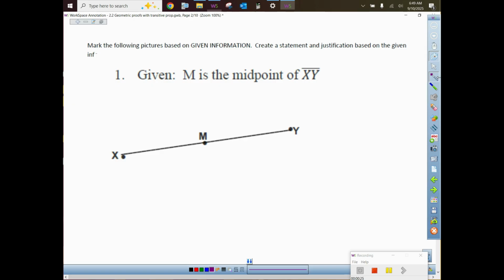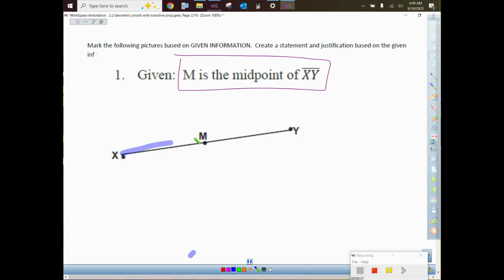If they give me some information, like they say M is the midpoint of segment XY, we've got to mark what that means. If M is the midpoint of segment XY, doesn't it mean that this blue guy and this orange guy have to be the same? So we mark them the same with the tick marks, which we've done before. But what's new to us is now we have to write down what we just marked. And didn't we write down that segment XM is the same as, we'll call that congruent, segment MY.